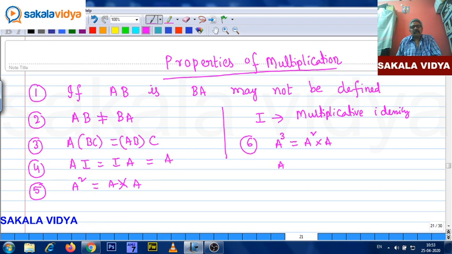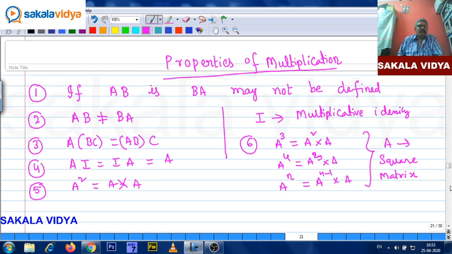So, what is A power 4? A cube, A square, A cube into A. What is A power n? You can write A power n minus 1 into A. But providing A must be a square matrix. Then only we can find A square, A cube, A power 4 and A power n.